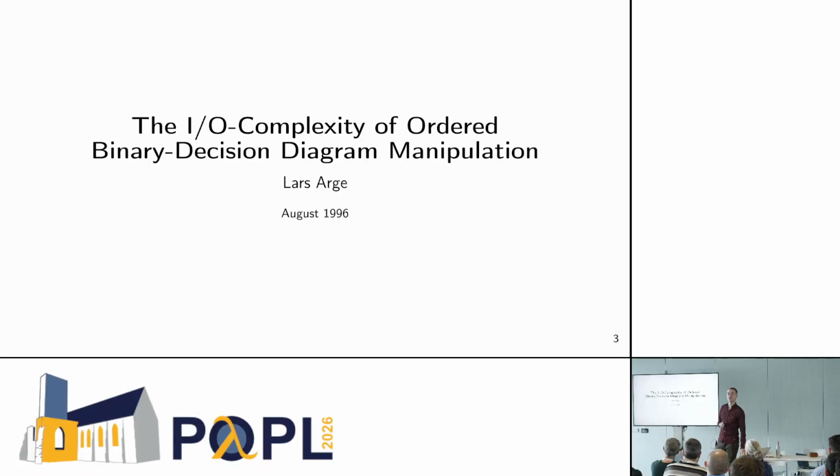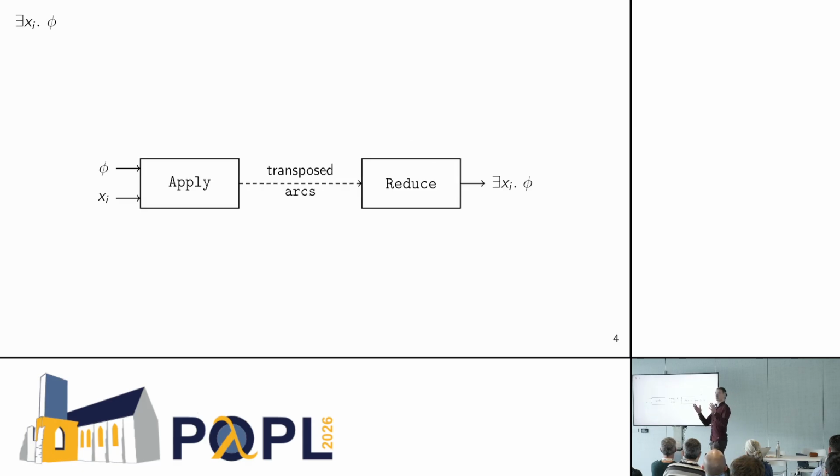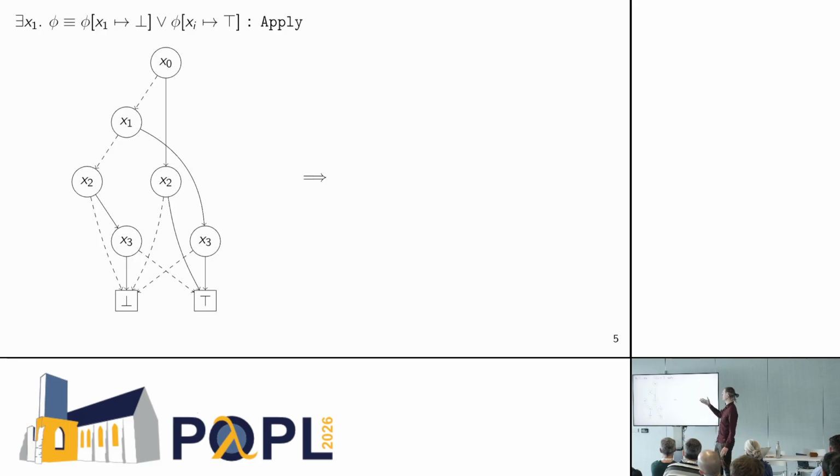But he also proposed a different way of computing on binary decision diagrams. So what he proposed was to say, what if we have this BDD operation? It could be the AND, the OR, the exist. Let's split it up into two different parts. First, we have the apply phase, and then we have the reduce phase. So if we want to do an existential quantification, we have one formula and one variable as an input. We're going to have some transposed output in between, and then we're going to be cleaning up a few things afterwards.